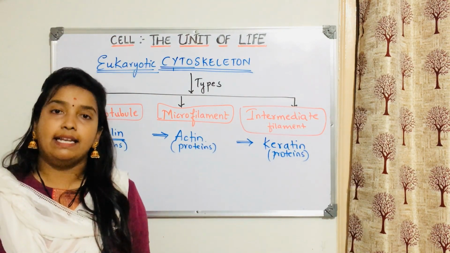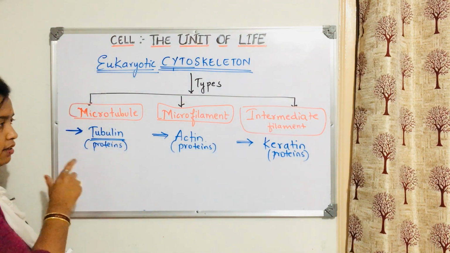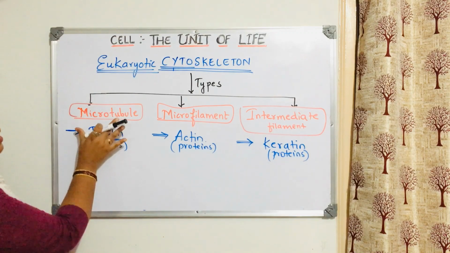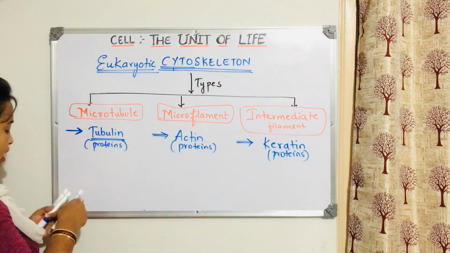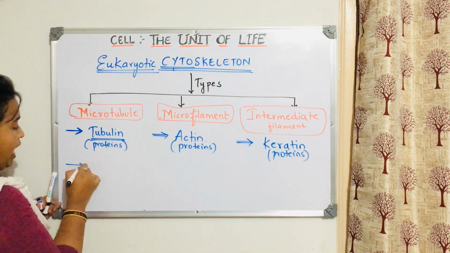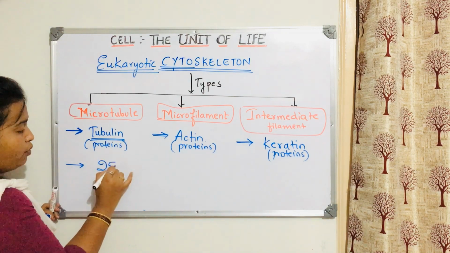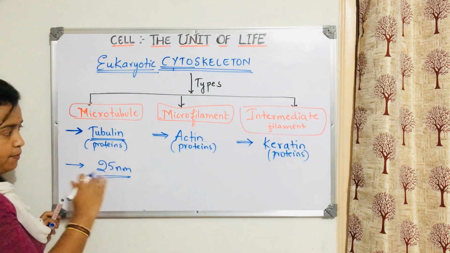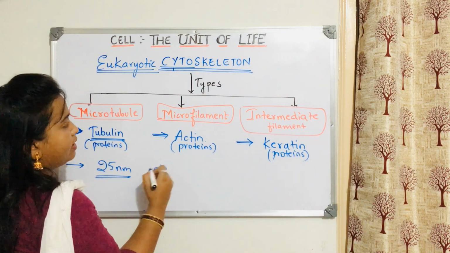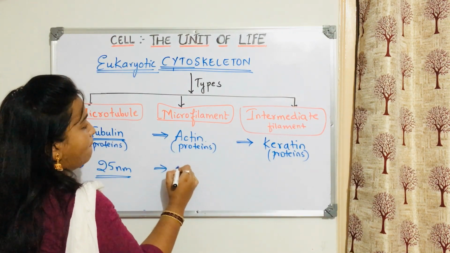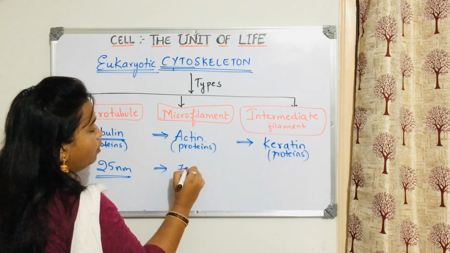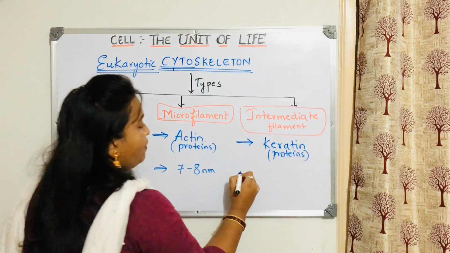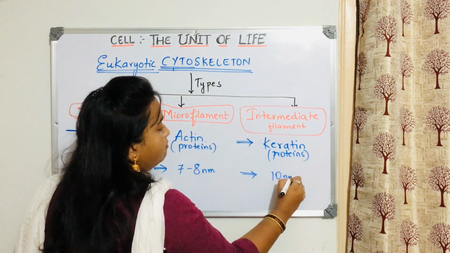Then comes, I told you, size. The diameter, these three, they differ in their diameter. So this is the largest one in case of size. I'll just tell here, you just take down here, again I'll be telling you in detail. This is 25 nanometer in width. We will see how it is. And then microfilament is about 7 to 8 nanometer, approx 7 to 8. And this is about 10 nanometer.